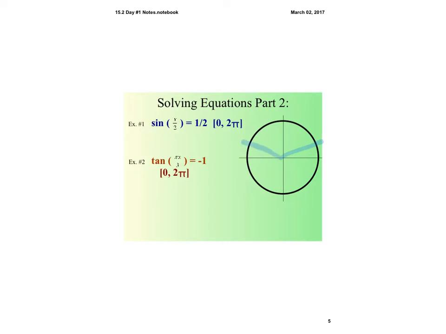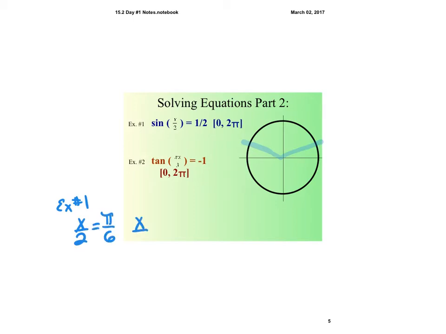Okay, so I'm going to do example number 1 over here. If that's the case, then we're going to take our x over 2 and set it equal to pi over 6.